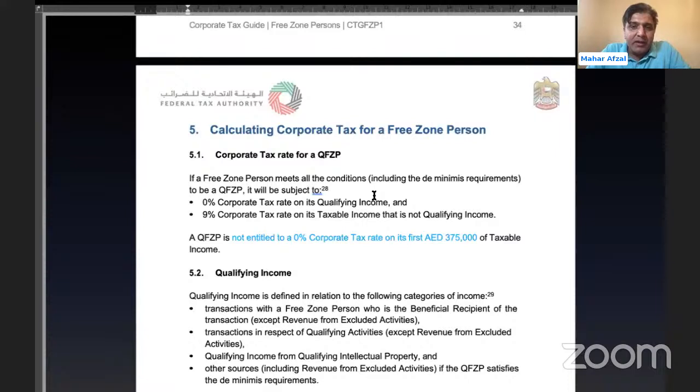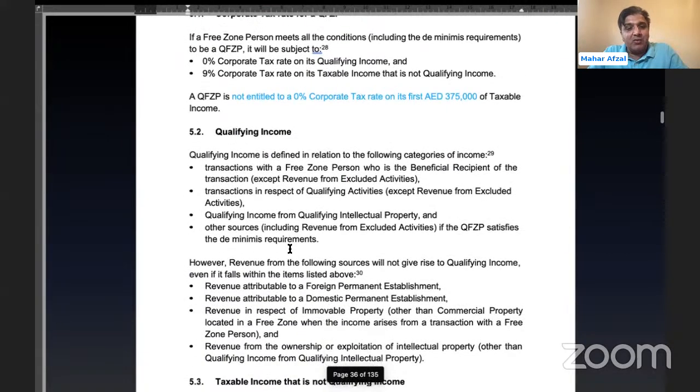And fourth, income from the non-qualifying intellectual property or non-qualifying income of the qualifying intellectual property. It will be straightforward subject to tax at 9%. It will not be considered in the de minimis rule. We've already discussed this.